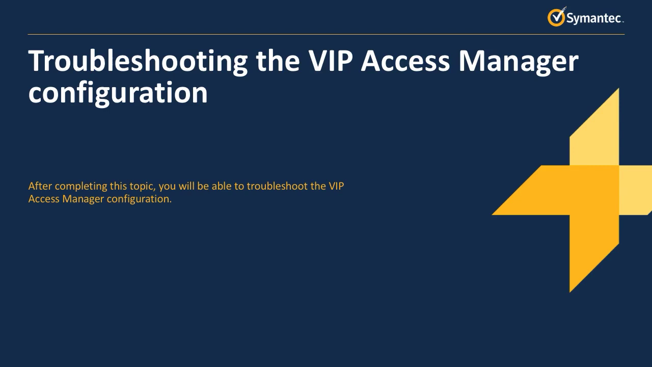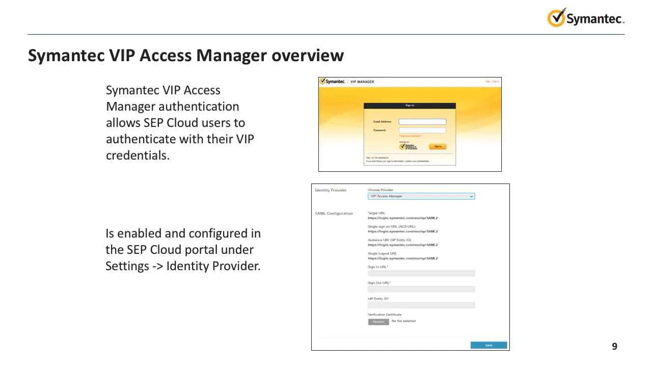This is the Troubleshooting VIP Access Manager configuration topic. After completing this topic, you will be able to troubleshoot the VIP Access Manager configuration. Symantec VIP Access Manager authentication allows SEP Cloud users to authenticate with their VIP Access Manager credentials. It is enabled and configured in the SEP Cloud portal under Settings, Identity Provider.